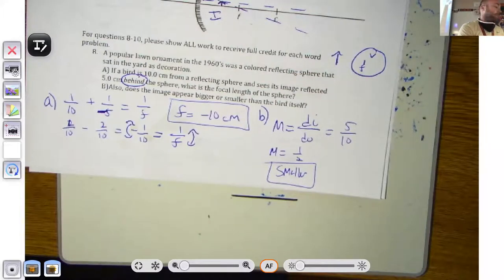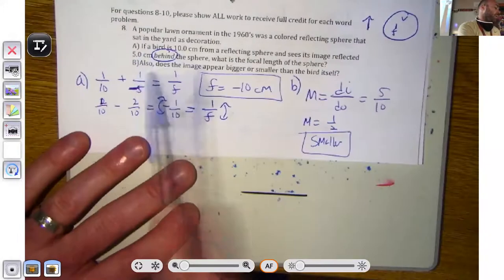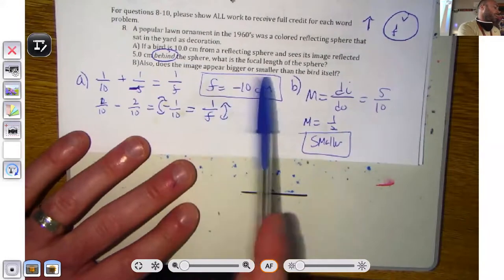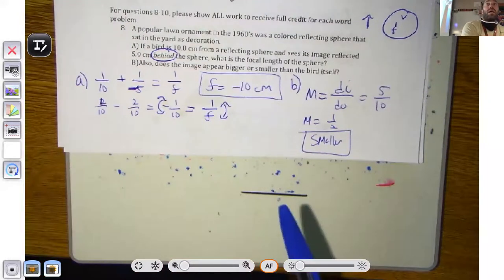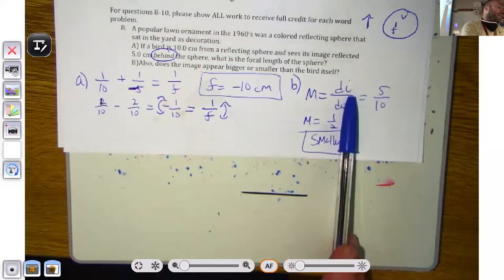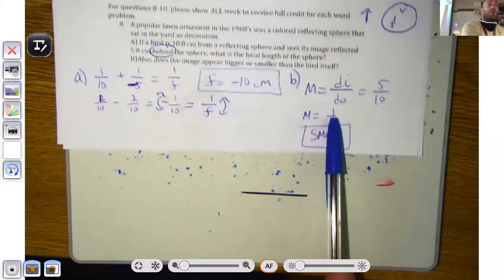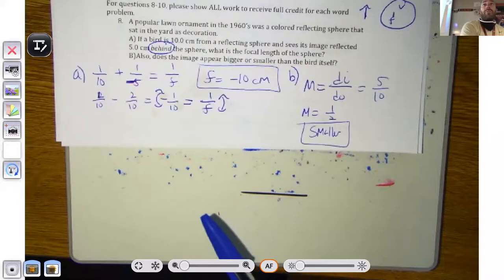Are we okay with that? Now, if we got to part B, does the image appear to be bigger or smaller than the bird itself? You could have drawn a ray tracing for that, or you could have done the magnification factor. 5 divided by 10 gets me 1/2. Since my magnification factor is less than 1, we have a smaller image.